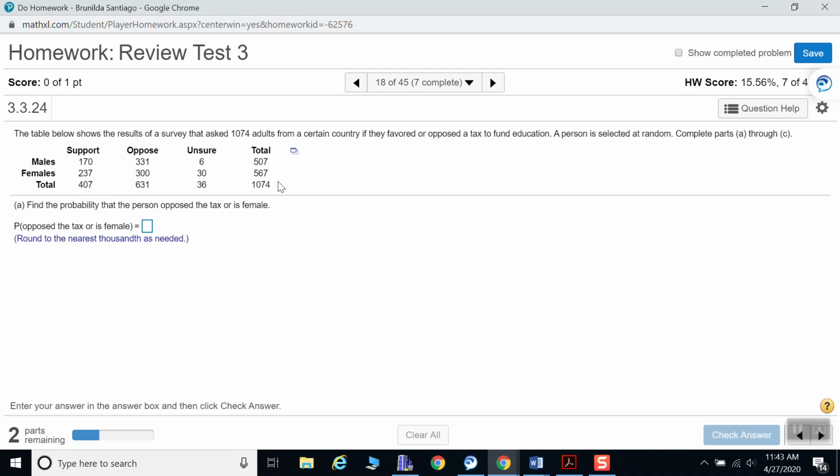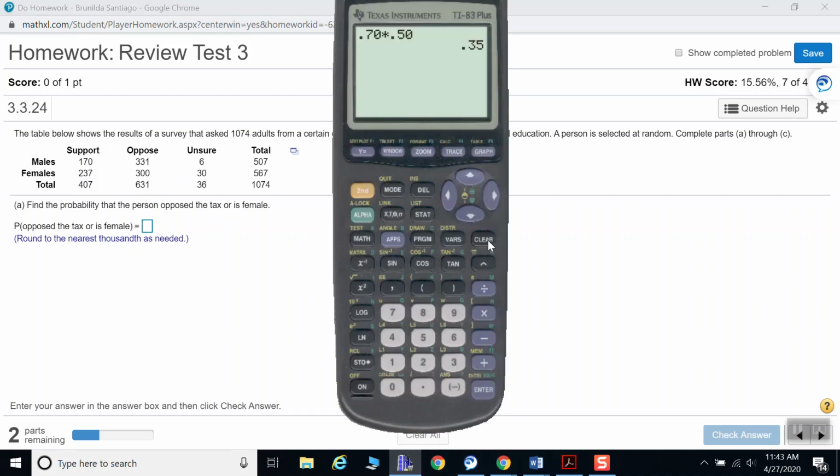Okay, so the probability of opposing the tax: every time you see an "or," it will indicate that you will have to add the probabilities. So the probability of opposing the tax, we're going to take 631 out of the total that we have, 1,074, and then add the probability of females, which is 567 out of 1,074.